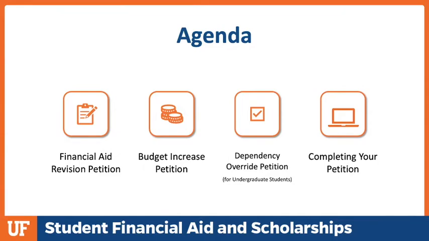We do have other petitions that focus on issues like satisfactory academic progress and state and institutional scholarships. If you need assistance with those petitions, please contact our one-stop. I will provide that contact information at the end of this presentation. If you have questions that aren't answered during the presentation, we will have a Q&A section at the end.